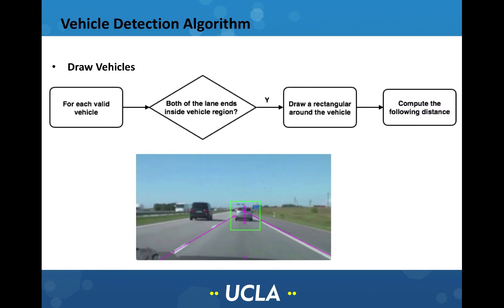So the final step is from the vehicles that we detected in the previous step. For each valid vehicle, firstly we will determine whether both of the lane segments are inside the vehicle regions. If they're not, we simply discard these vehicles. If they are, we will draw a rectangle around the vehicles. And then we can compute the following distance based on this rectangle.